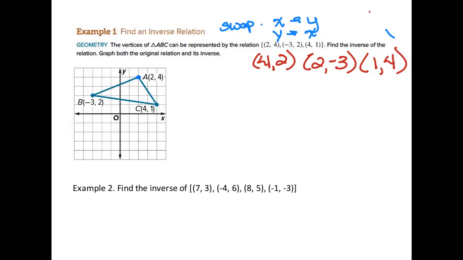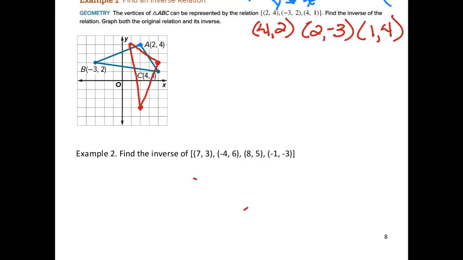And then if you graph that on here, 4, 2 would be 1, 2, 3, 4, up 2. We have 2, negative 3, 1, 2, 3 down, and 1, positive 4. 1, 2, 3, 4. It still is the shape of a triangle, but this is its inverse. Okay?